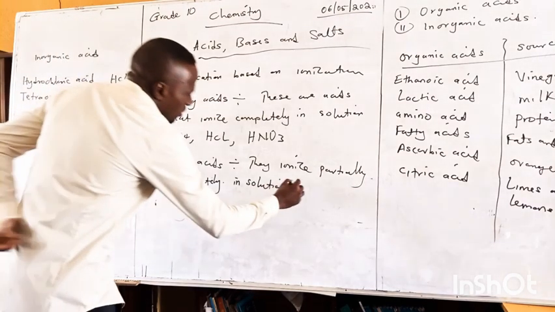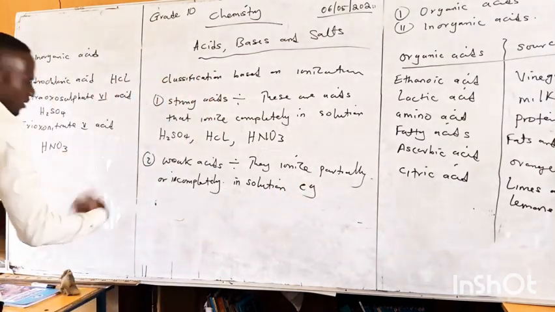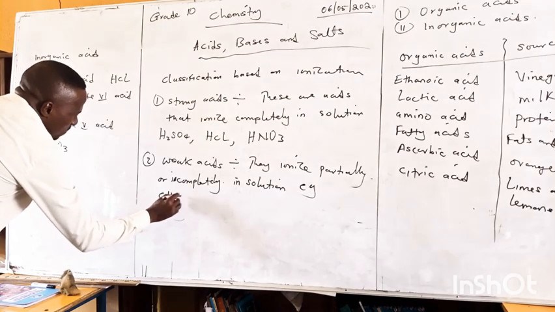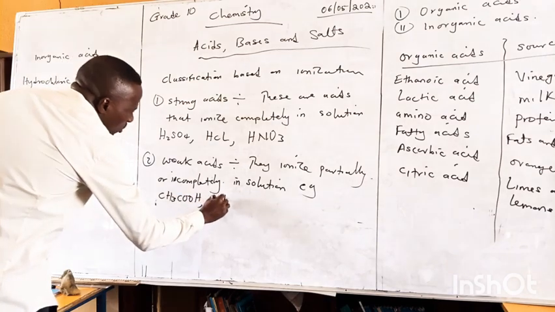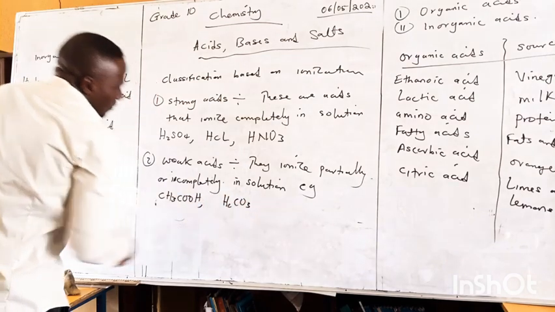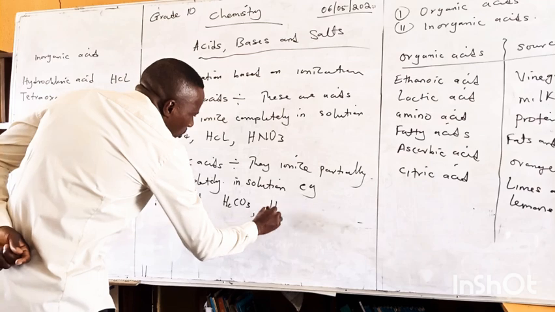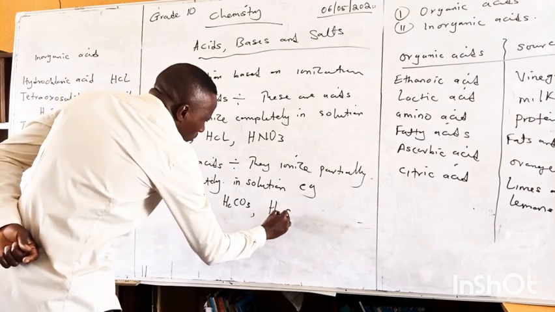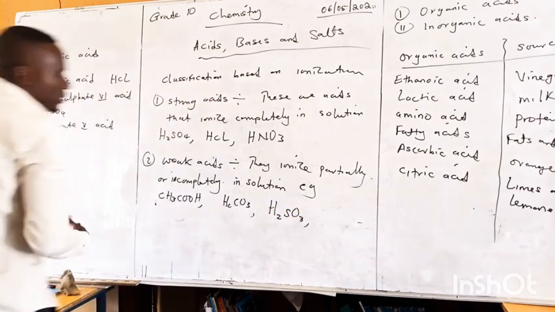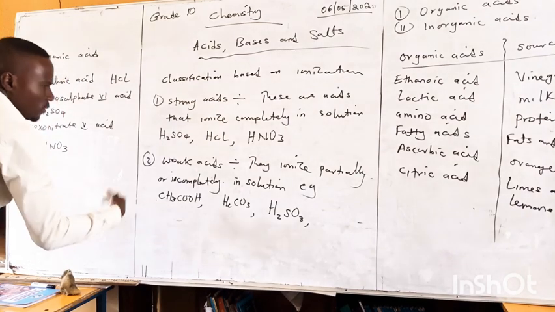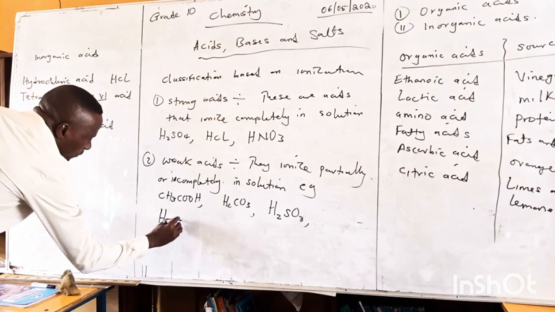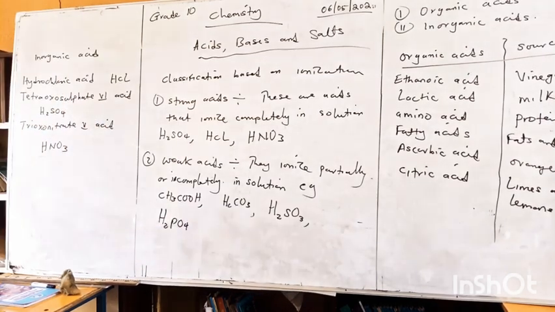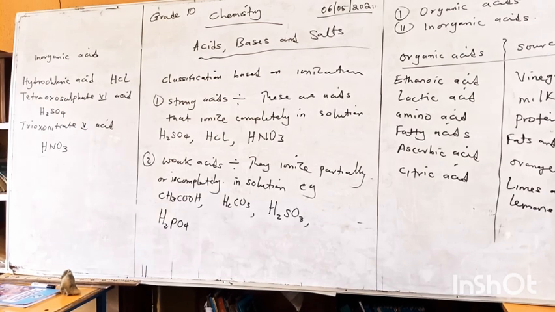Examples of weak acid: ethanoic acid is a weak acid. Trioxocarbonic acid is also a weak acid. Then you have trioxosulfate 4, which is also a weak acid, and tetraoxophosphate 5. These are weak acids. But when you dissolve them in water, they will ionize partially or incompletely in solution.